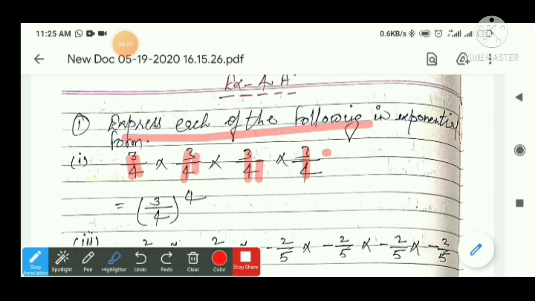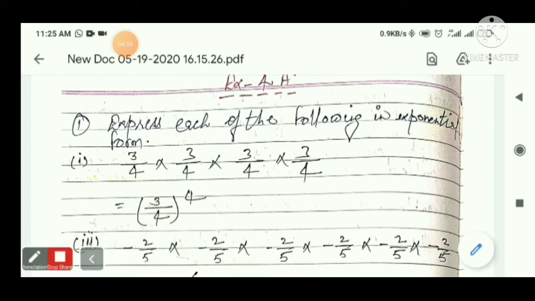1, 2, 3, 4. So it will be (3 upon 4) raised to 4. Students, 4 will be called the exponent and 3 upon 4 will be called the base. Okay students, any problem?